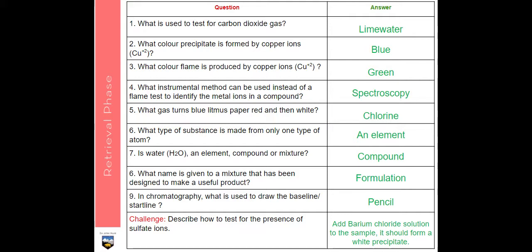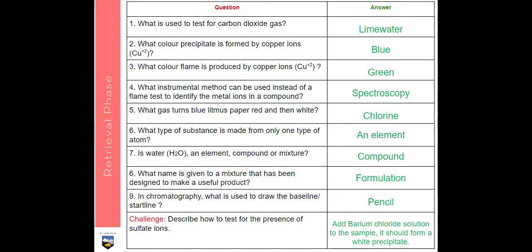Number 8, it says 6, it should say 8. What name is given to a mixture that has been designed to make a useful product? That is a formulation. We use a pencil to draw the baseline in chromatography because it is insoluble. Remember, we don't want it dissolving and taking part in the experiment and giving us unreliable and inaccurate results.